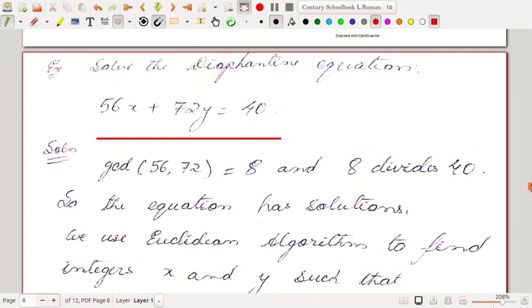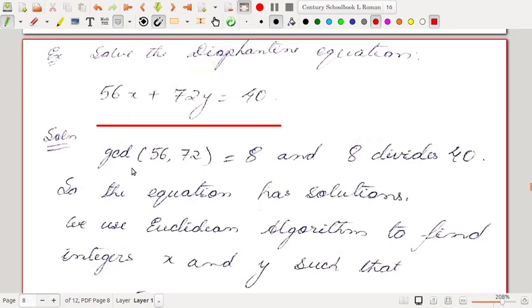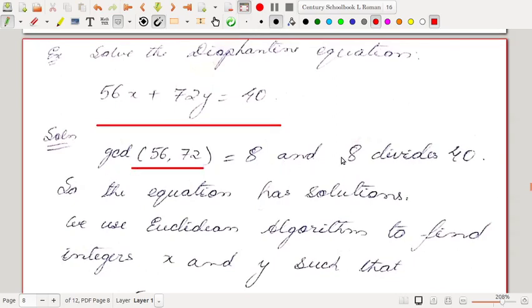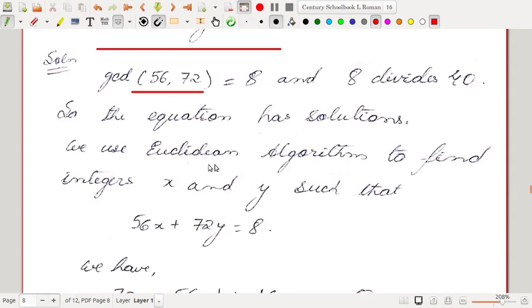But I request you to go with the Euclidean algorithm so that you can understand the process nicely. Even if in exams you are asked to solve these equations, go for the Euclidean algorithm and derive the solution nicely. So the GCD of 56 and 72 is 8, and 8 divides 40. So by our theorem, the equation will have solutions. So we use the Euclidean algorithm to find integers x and y such that 56x plus 72y equals 8.